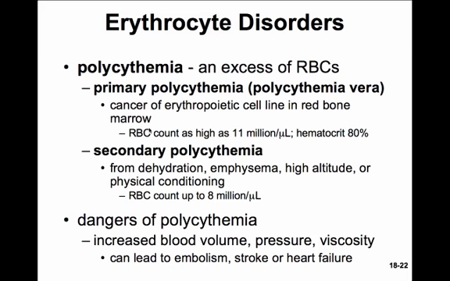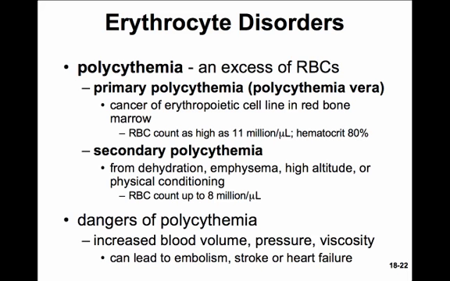Now, before we complete the section on erythrocytes, let's look at some erythrocyte disorders. There's two primary disorders, having an excess of red blood cells or not enough red blood cells. Polycythemia is the case of having excess red blood cells. There are two types of polycythemia. There's primary polycythemia, which is a result of cancer in the erythropoietic cell line in the red bone marrow.